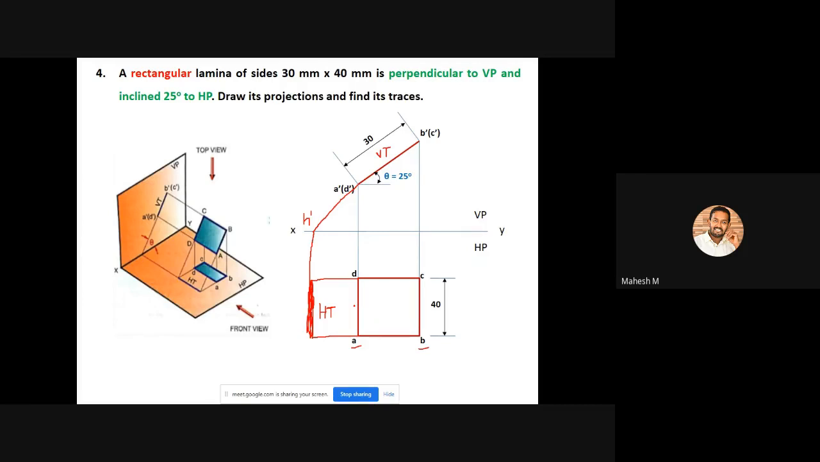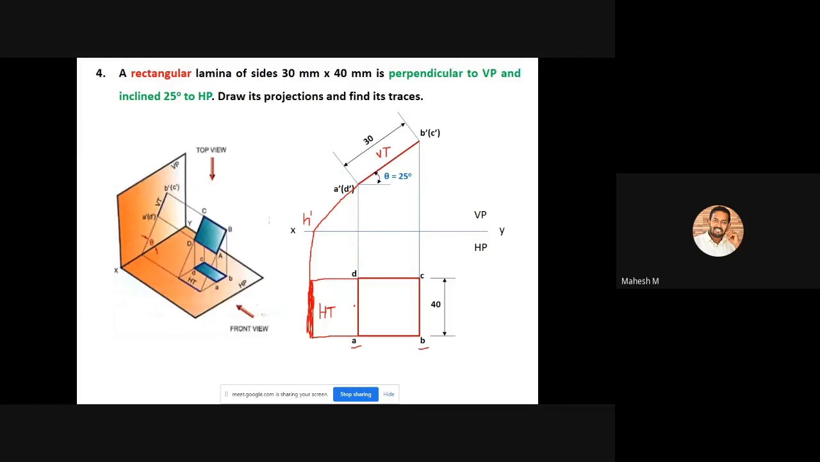Okay, so this problem is directly opposite to the third problem. Okay, any doubts? Okay.